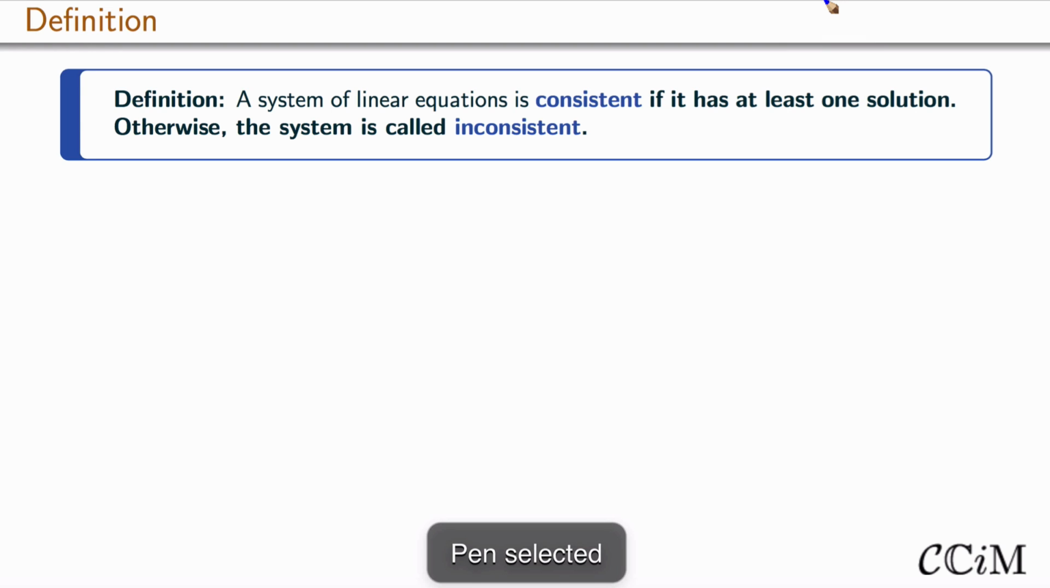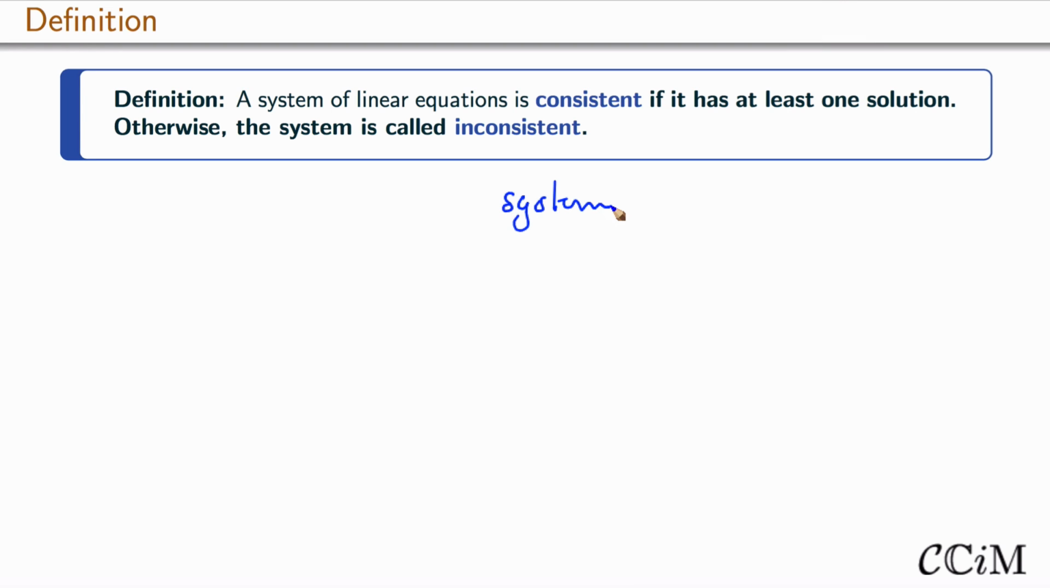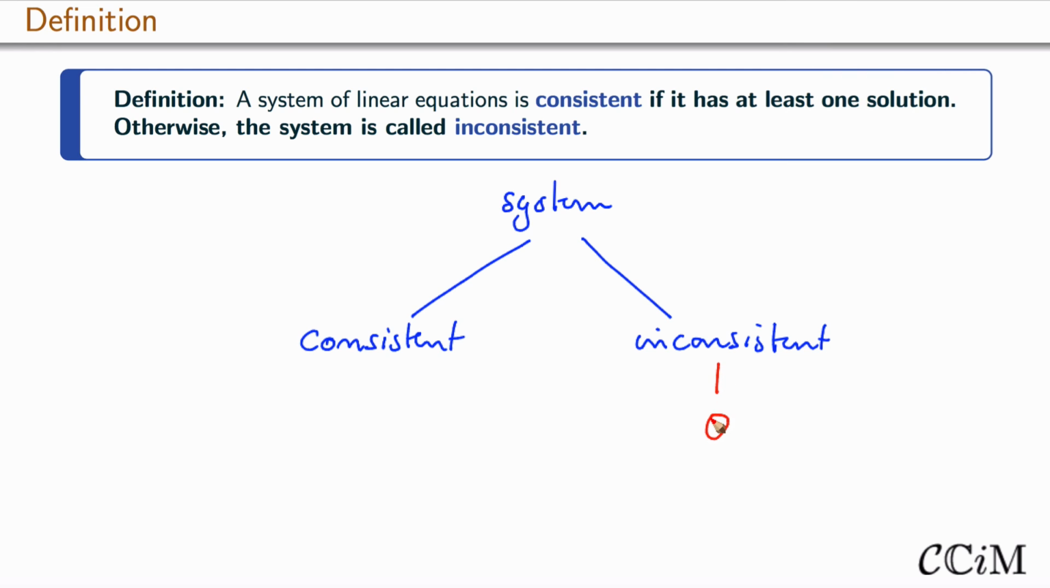So what are the options? We have a system, and it can either be consistent or it can be inconsistent. If a system is inconsistent, it clearly has no solutions, by definition. On the other hand, if it's consistent, it has solutions. And there are two cases. It could have one solution, or it could have more than one solution. In fact, we will see if a system has more than one solution, then it has automatically infinitely many.